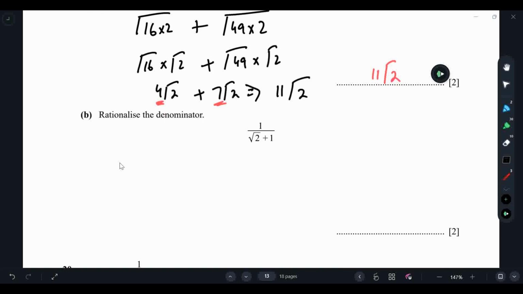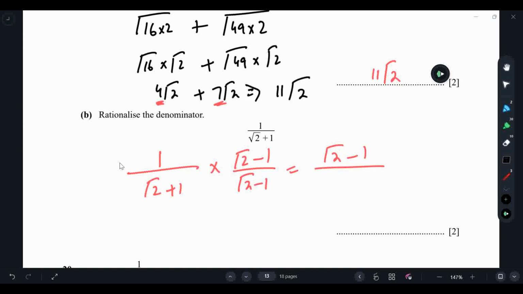Let's move to the next one, rationalizing the denominator. So 1 by square root of 2 plus 1. We need to multiply the numerator and denominator with square root of 2 minus 1. So if you multiply it, the denominator is square root of 2 whole square minus 1 square. So this will be square root of 2 minus 1 whole divided by 2 minus 1. So finally we will have the answer. This will be the final answer. Let's move to question number 20.